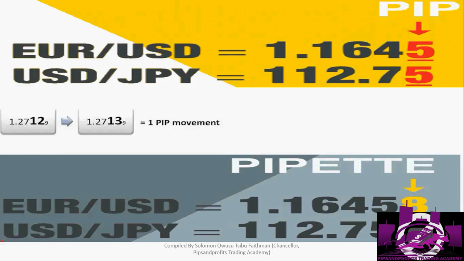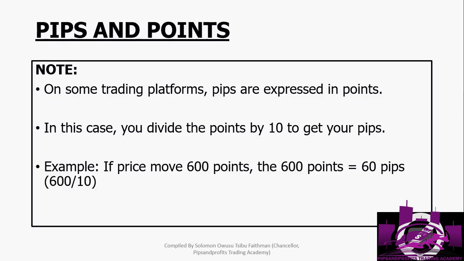Okay, so we went through all this, and we also spoke about pips and points. Because we had already tackled it when we were doing spread, we didn't do much about it. We said that on some trading platforms, pips are expressed in points. In that case, you divide the point by 10 to get your pips. So for example, if on that particular platform a price moves 600 points, then that 600 points in pips is 60. Simply divide your 600 by 10, and then you are going to get your pips.